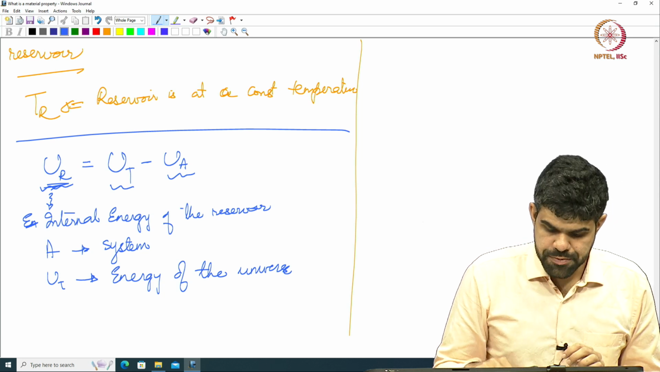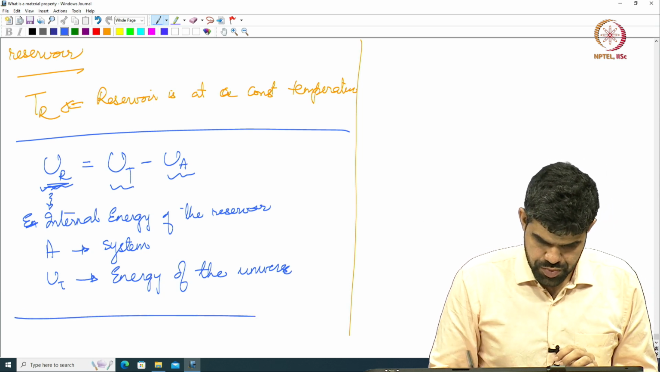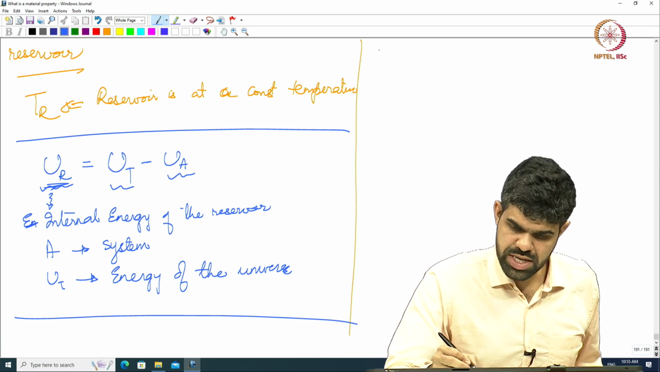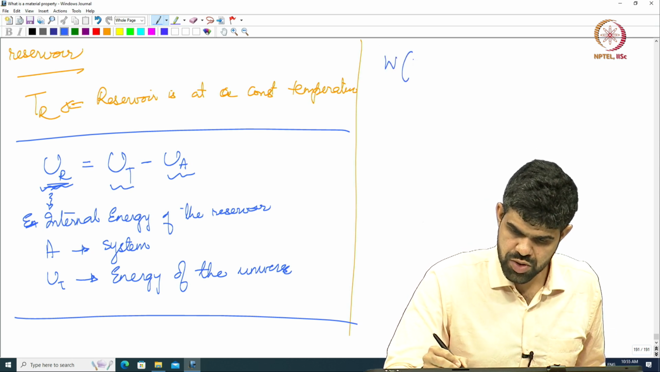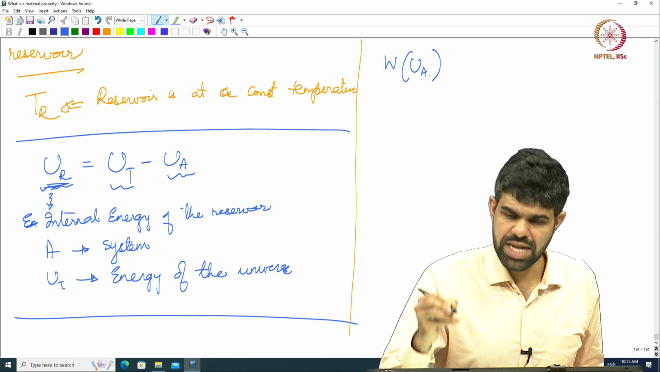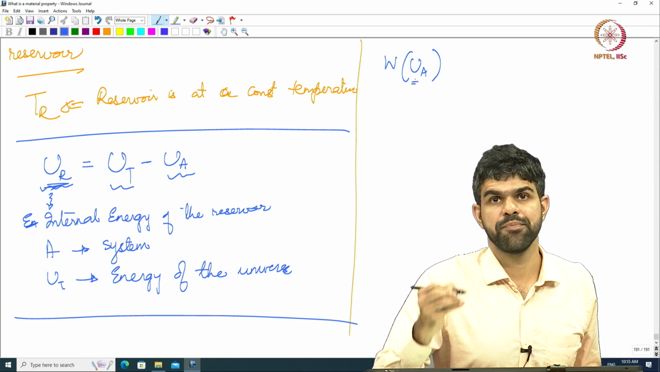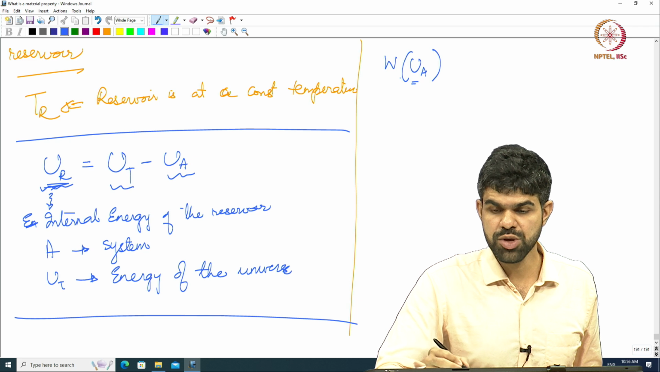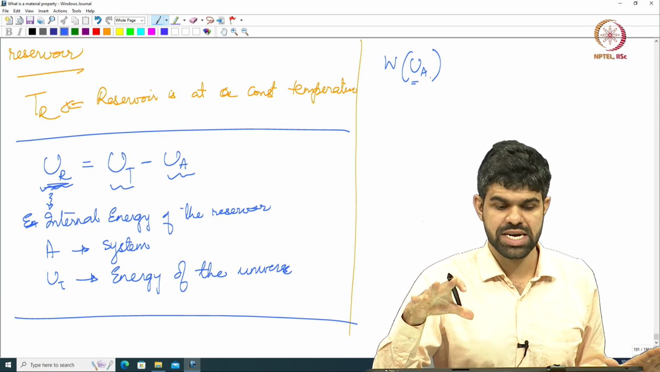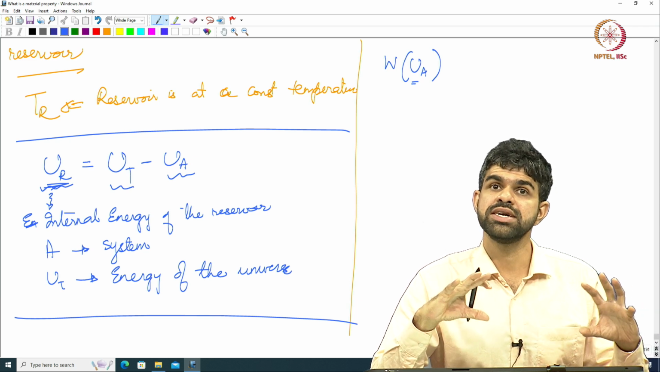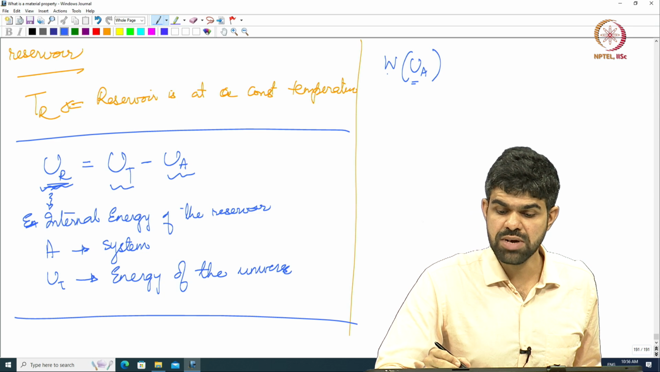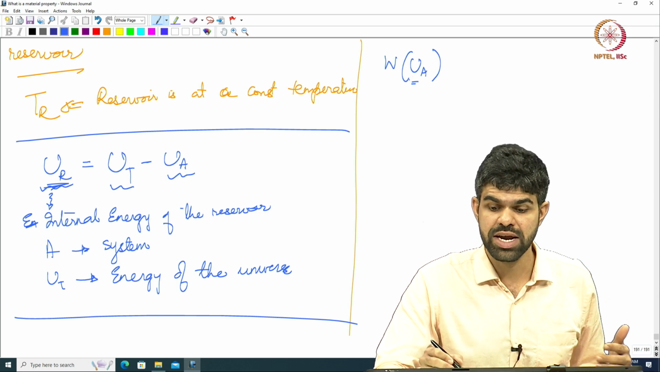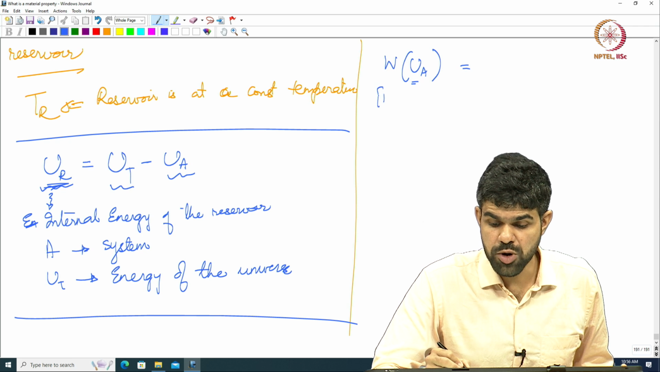Now with that as the definition, okay, so what is W? When the system has an energy of UA, right, that means W(UA) is the total number of states, not in the system, in the entire universe, the total number of microstates when the system has an energy of UA, right. So, this is the total problem.